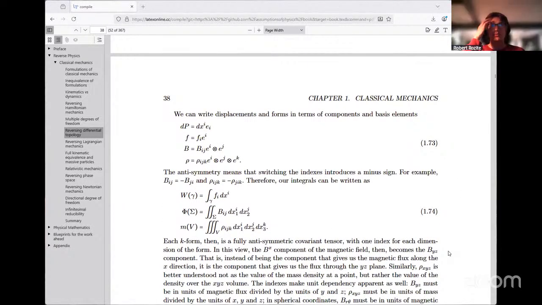We can write displacements and forms in terms of components and basis elements. And do you want to go through that, Gabriel?